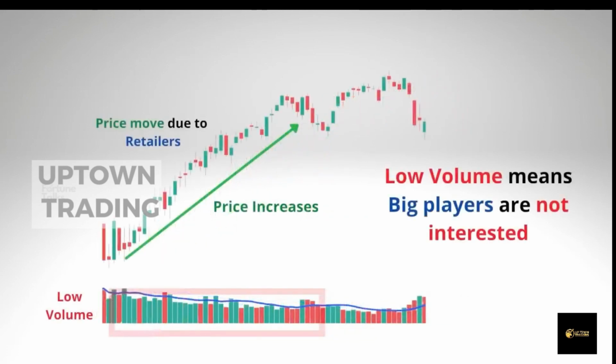But on the downside, the big players are not interested in this particular stock, and it leads us to the conclusion that the price move was supported by retail traders, which is actually evident from the lower volumes. And hence, following the smart money is the wisest idea that you can have as a trader. Well then, we shall discuss each of the 4 cases in detail.